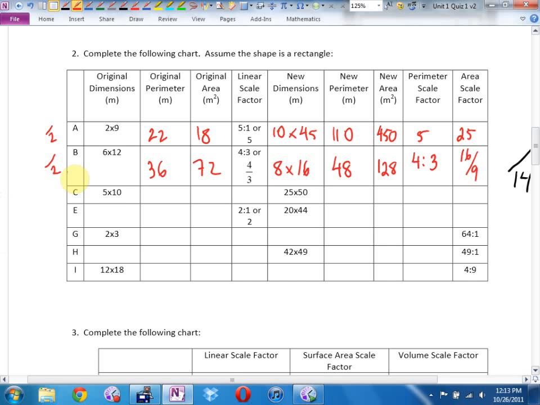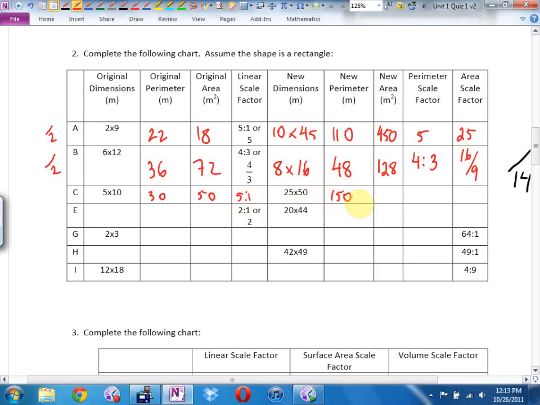Original rectangle was 5 by 10. Perimeter is going to be 30. Area is going to be 50. Ooh, a little trickier now. They didn't give me the linear scale factor. Well, a 5 became a 25. A 10 became a 50. What did I multiply by? What is my linear scale factor here? 5 to 1. New perimeter is 150.